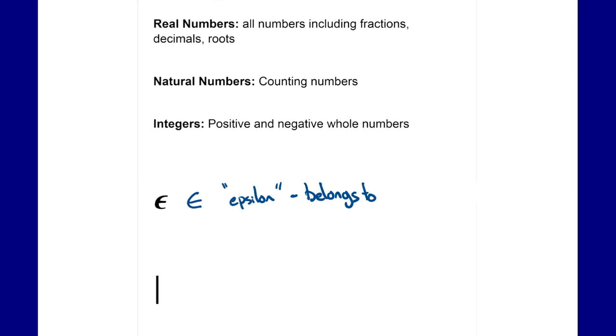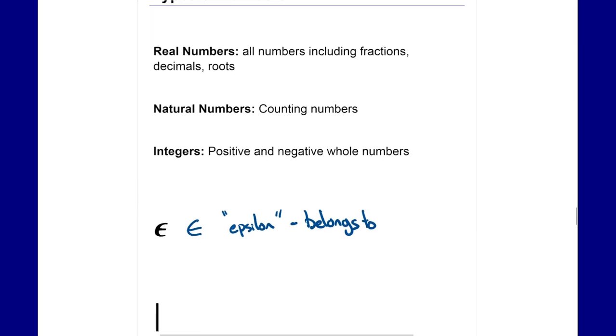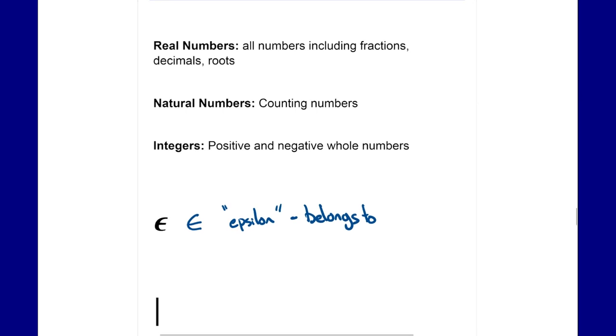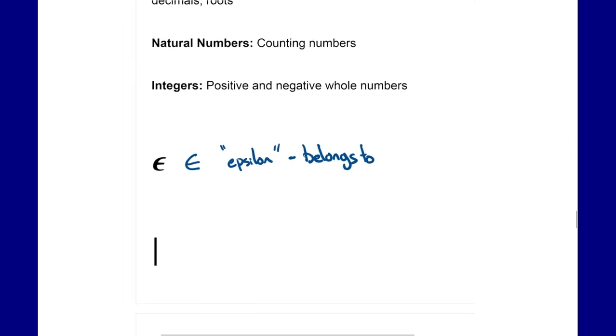For our purposes, when we're using this Greek letter, we're using it to say that an unknown value belongs to one of these number families. And a straight vertical line, mathematically, in our notation, refers to "such that."